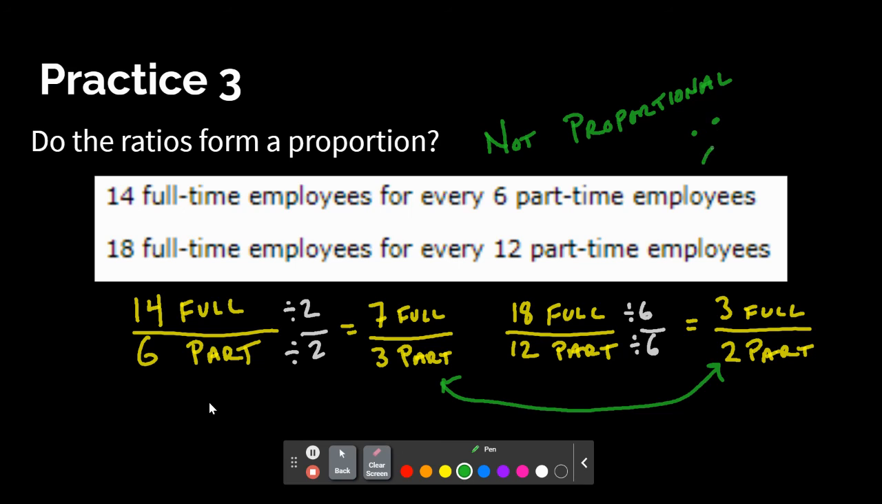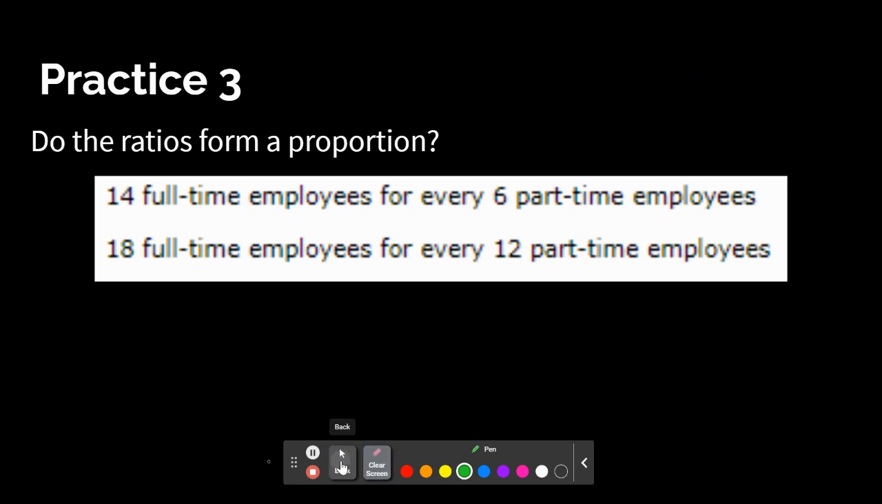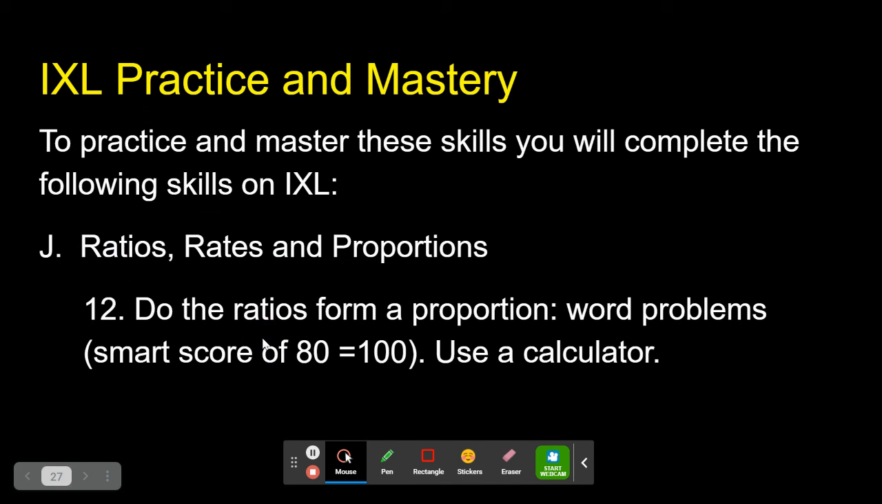Wah, wah, wah. And that's what you're up against today.